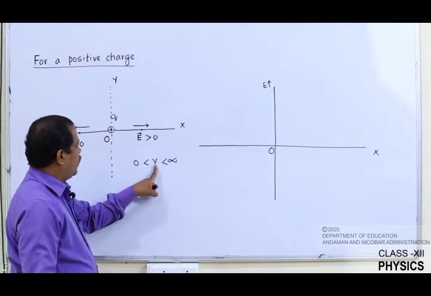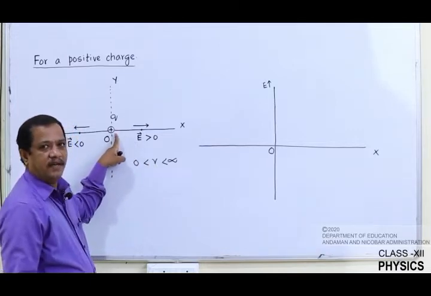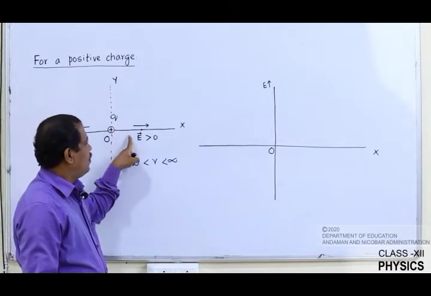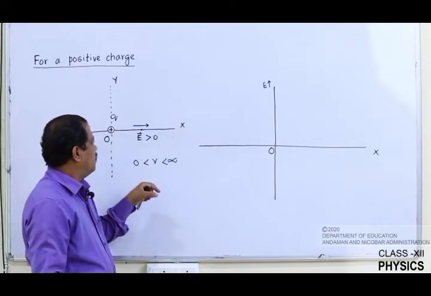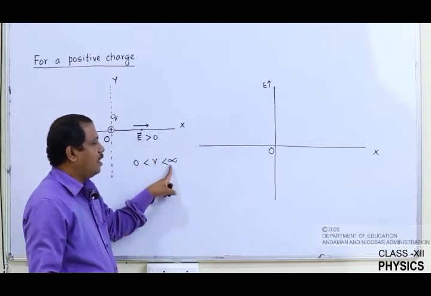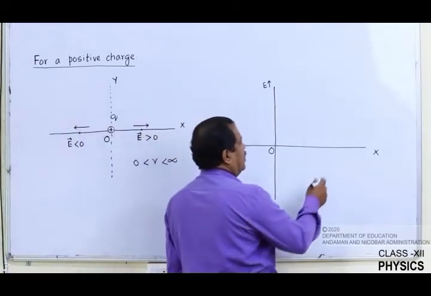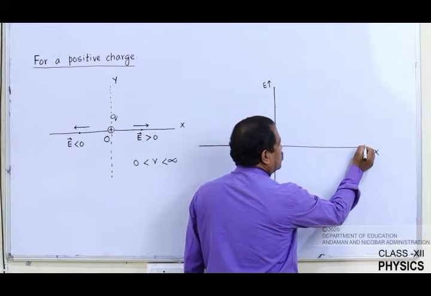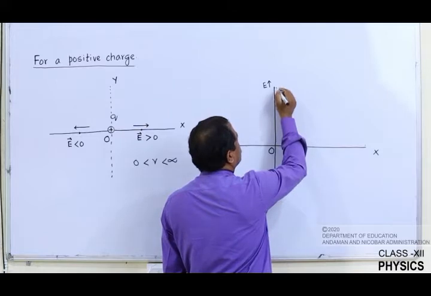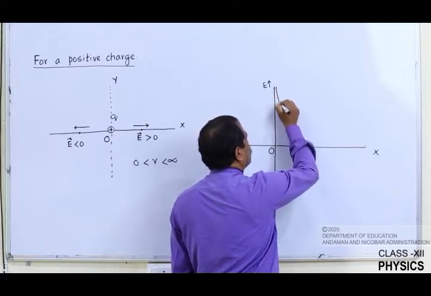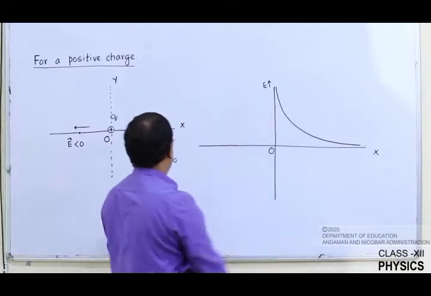In that case, when r is very close to 0, the value of electric field is very, very high. As the value of r increases, the distance of the point from the charge increases, the value of electric field will go on decreasing. When r approaches infinity, E will become 0. So at infinity the electric field approaches 0 and when the distance is closer to the charge, it is infinite. Therefore, the graph is going to be like this on the right side.